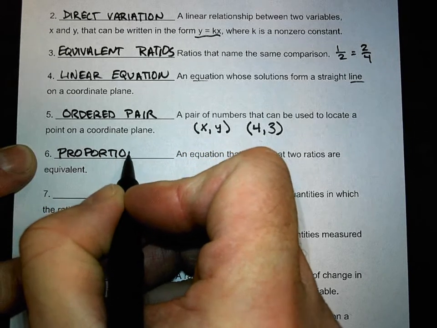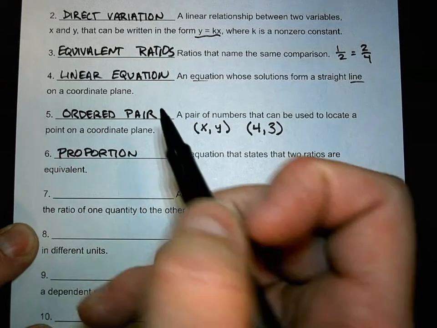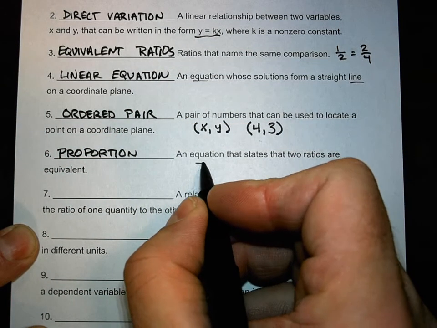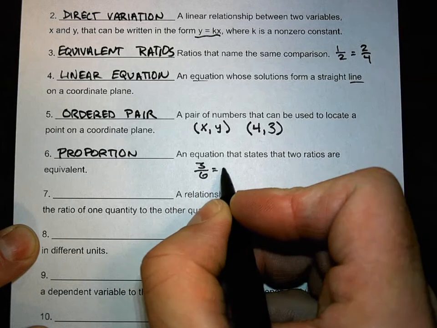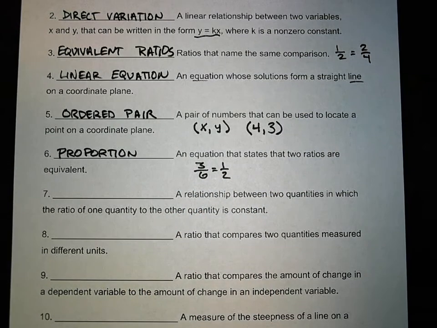If you think about it, this is the exact same definition for equivalent ratios, isn't it? They really are. So 3/6 equals 1/2. That's a proportion. What's 3/6 simplified? 1/2. So they're the same ratio, aren't they? Si, senor. Just written differently.